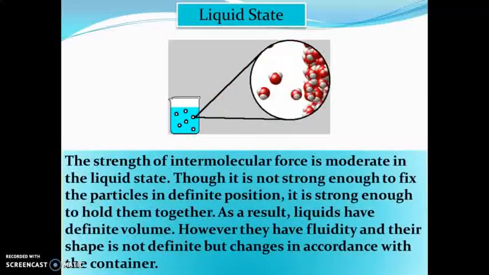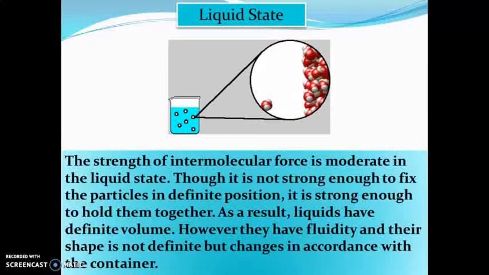Now moving to the liquid state. We know that it's an intermediate state. The particles are not very closely attracted to each other, so the strength of the intermolecular force is moderate in the liquid state. Moderate means medium. Though it is not strong enough to fix the particles in a definite position, it is strong enough to hold them together.